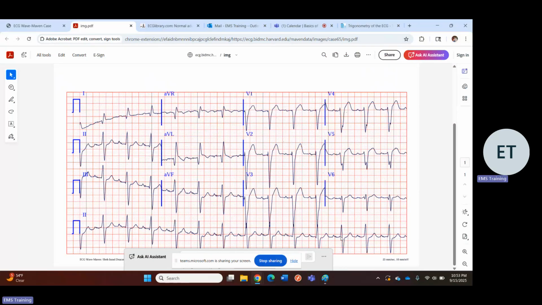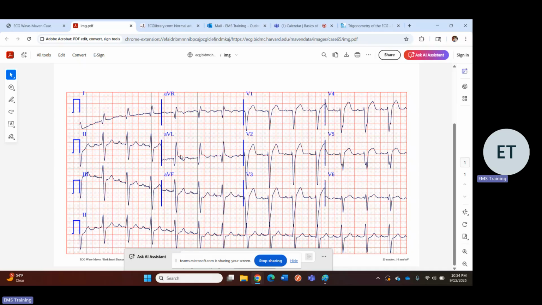It does look like there's some trace ST depression in lead 2. So if there's some ST depression or ischemia or reciprocal thing here, and then it looks like there might be some ST elevation here, could this be some sort of high lateral left-sided MI? Yeah, could be.